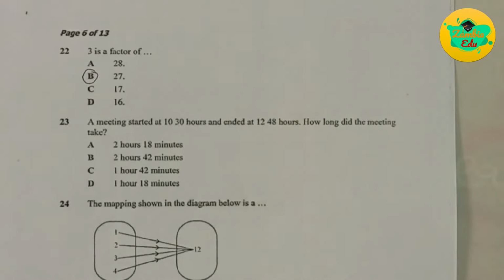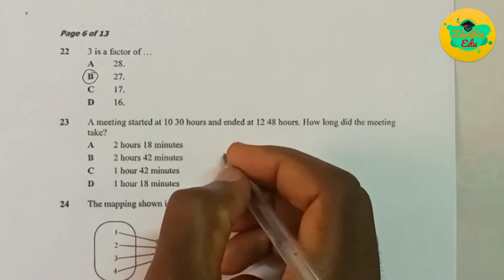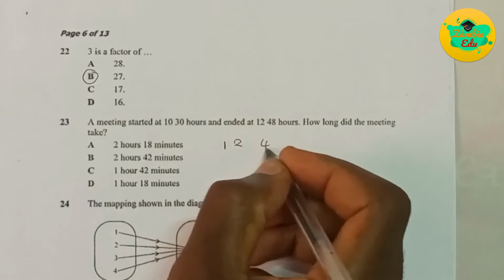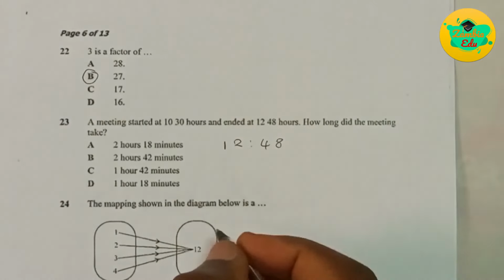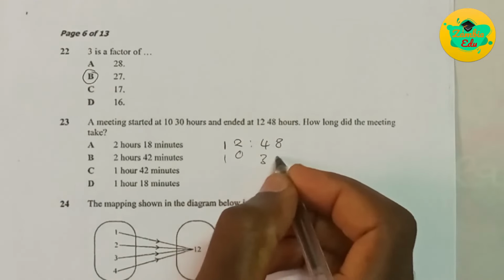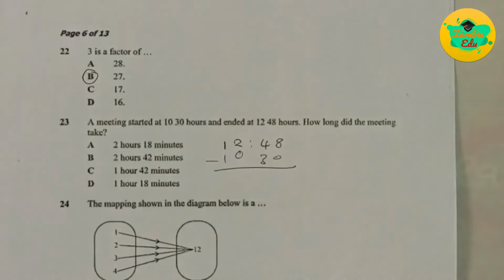We go to question 23, which says, a meeting started at 10 hours and ended at 12:48 hours. How long did the meeting take? This meeting starts at 10 hours, and it comes to an end at 12:48 hours. So what we are saying there is, it ended at 12:48 hours and it started at 10:30. So we can just subtract so that we know how long that meeting took.